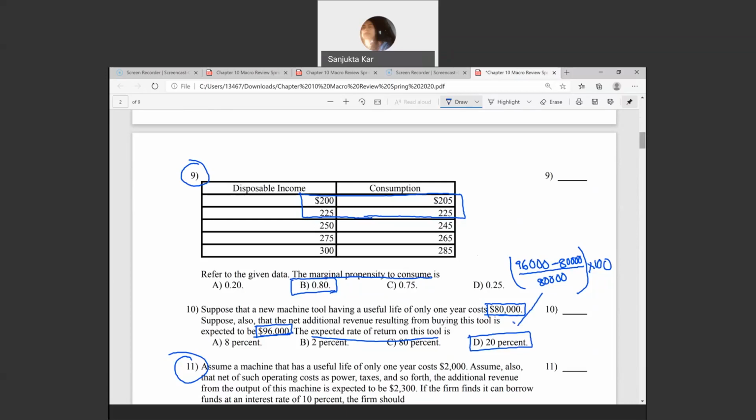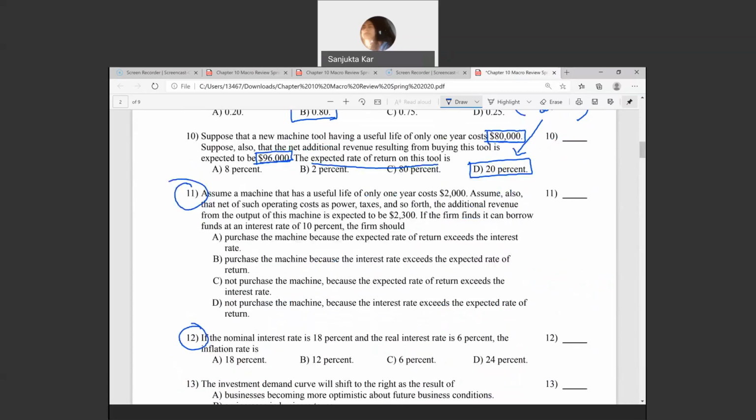Now going to question number 11. I have to find the expected rate of return here. The question they're asking here is, will this investment be undertaken or not? I have the interest rate given to me, which is equal to 10%. The expected rate of return I will find by using these numbers here the same way I did before.